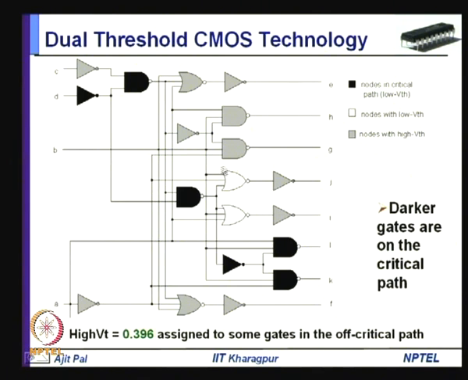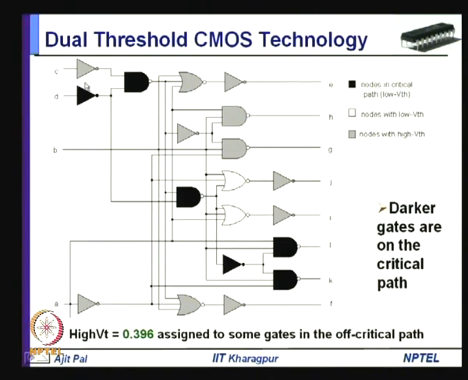Why you cannot use high VTH for them? The reason is, if you use high VTH for those gates, the critical path delay will be exceeded for that path. That means, if you consider the path of this one, say it is coming from here, then it is going this way.